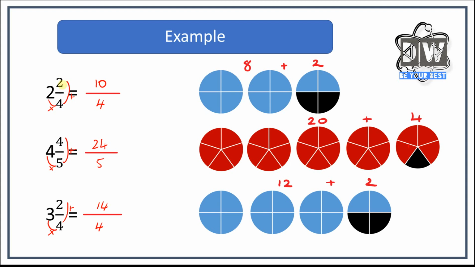Remember that the top number represents how many you have of something. The bottom number represents the size. So we're cutting these in fourths. We're cutting these into fifths. We're cutting these into fourths. The whole number represents that you've got full ones of them.